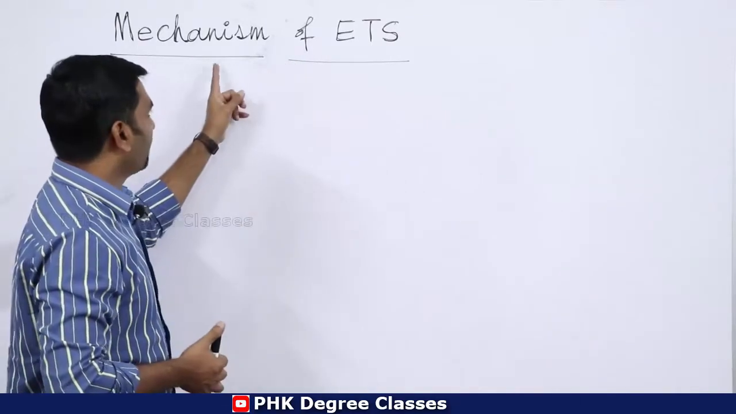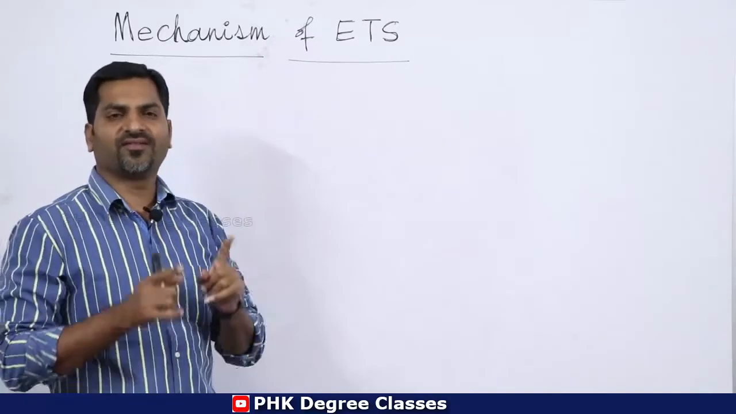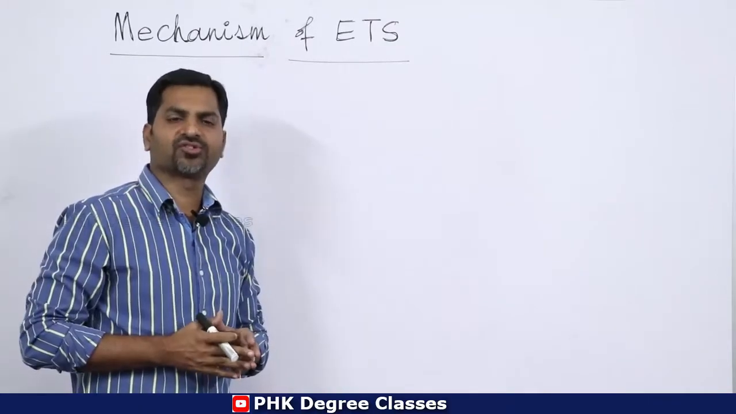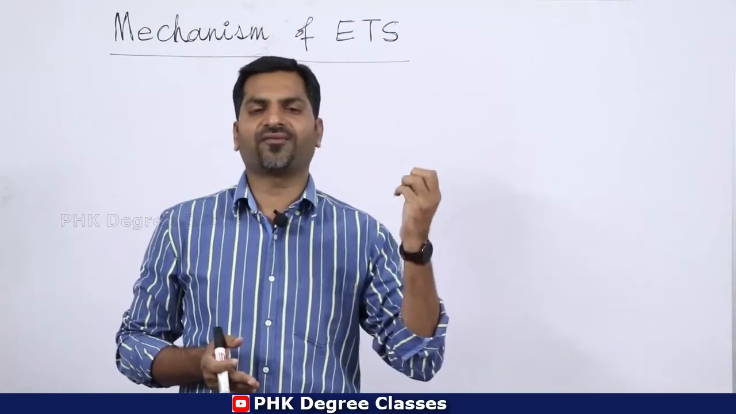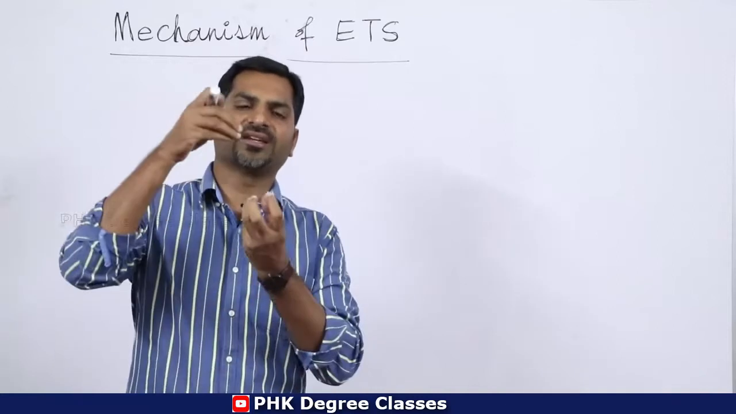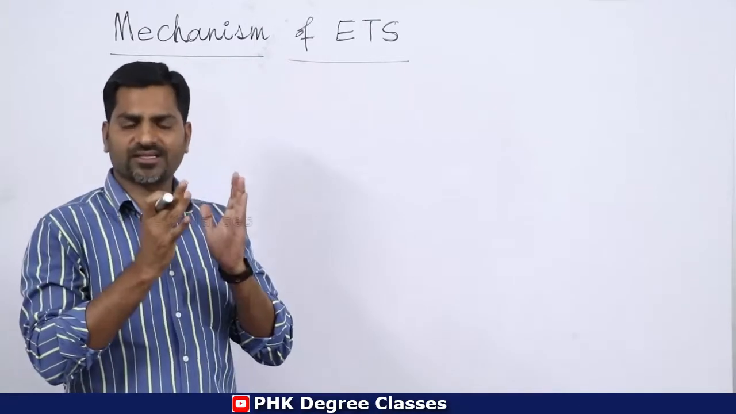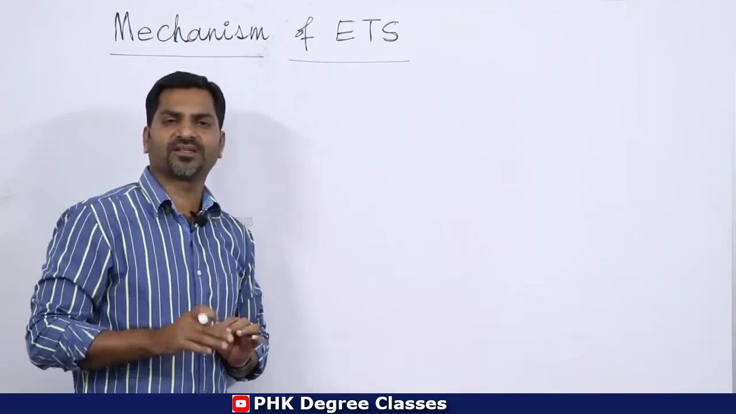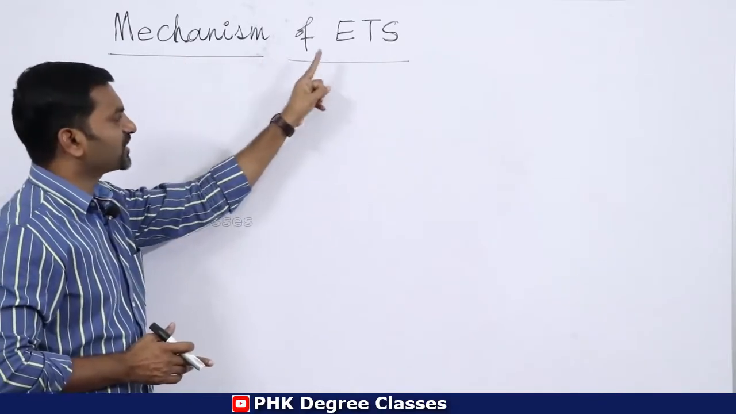Today we are going to see the mechanism of ETS, that is, the electron transport system. In the last class, we discussed various complexes of the electron transport system. Usually, there are 5 complexes: complex 1, complex 2, complex 3, complex 4 and the fifth complex, which is called the oxysome. All 5 complexes are located at the cristae of the inner membrane of mitochondria. We have discussed 4 complexes and separately seen the fifth complex, the oxysome. Clear? Now we are going to discuss the mechanism of the electron transport system.